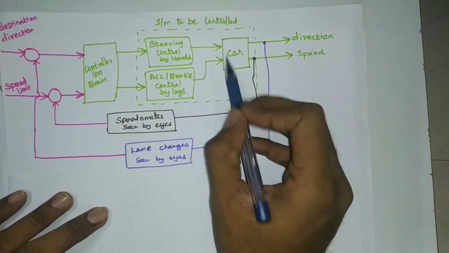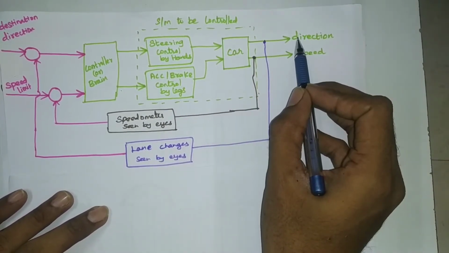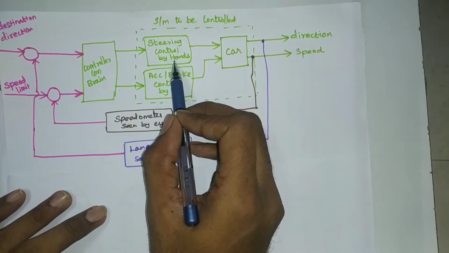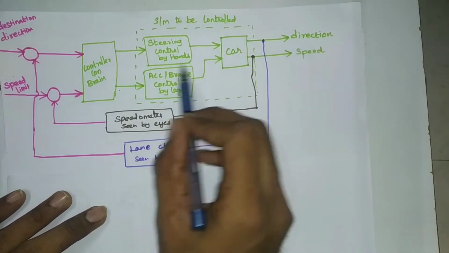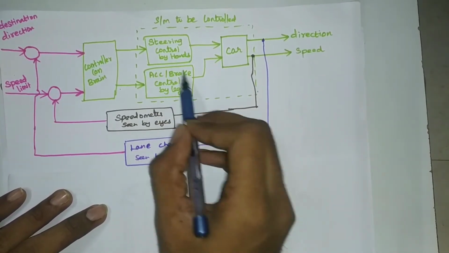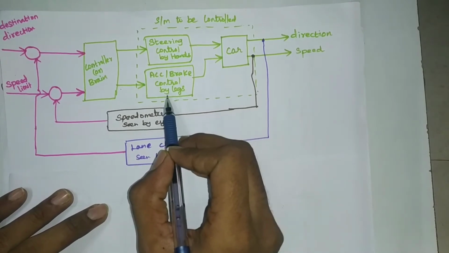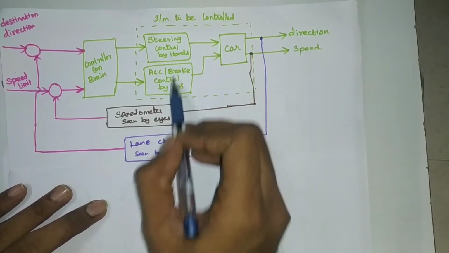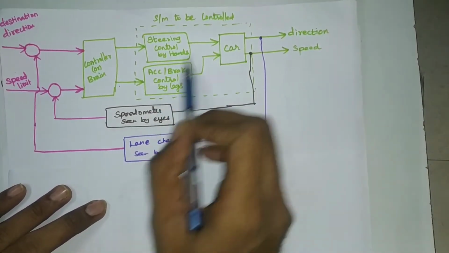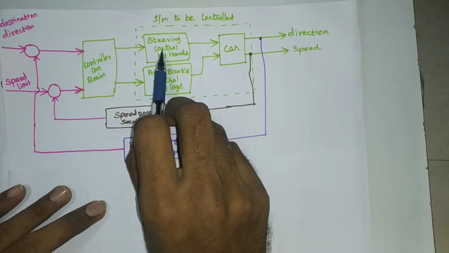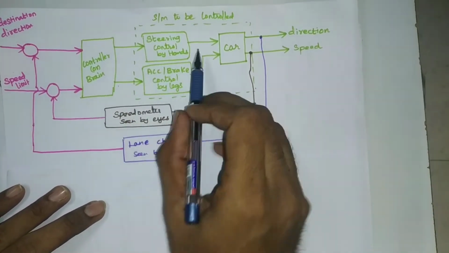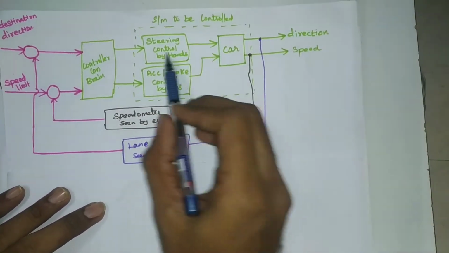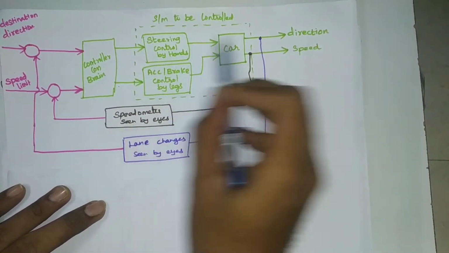The car direction can be controlled by means of an actuator called the steering control. This is done by our hands, and the speed control is taken by means of the accelerator or brake controls. This is controlled by our legs. These two things are the actuators in the car. These actuators give some controlled input; the controlled input is applied through these actuators only. So if you control the steering, the direction will be moved.